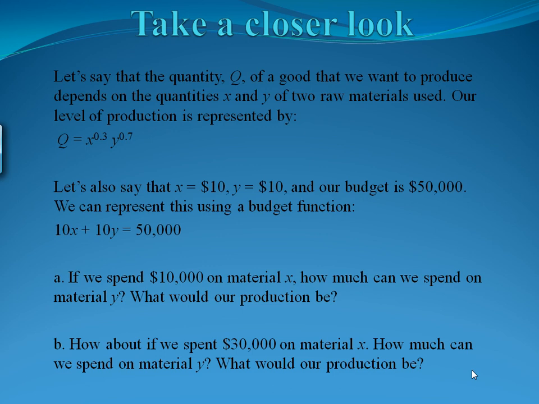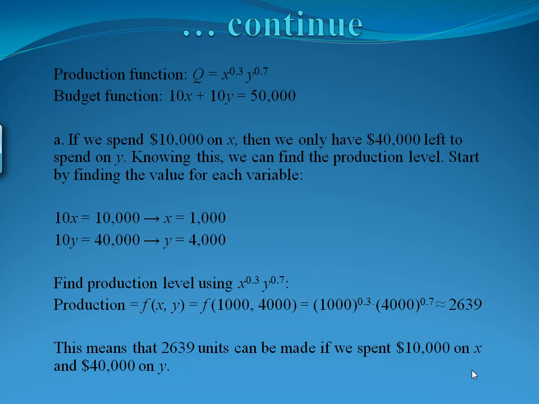So let's start simple. If we spend $10,000 on material X, how much can we spend on material Y, and what would our production be? And for part B, what if we spend $30,000 on material X? How much can we spend on material Y, and what would our production be? Okay, so again, our production function is x to the 0.3, y to the 0.7. Our budget function is 10x plus 10y equals 50,000.